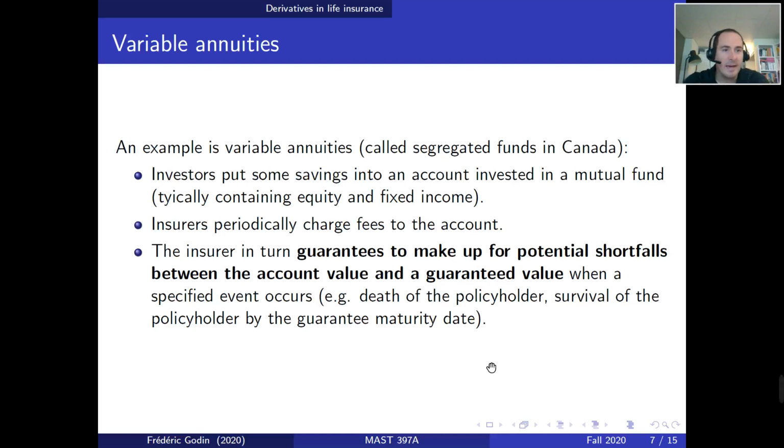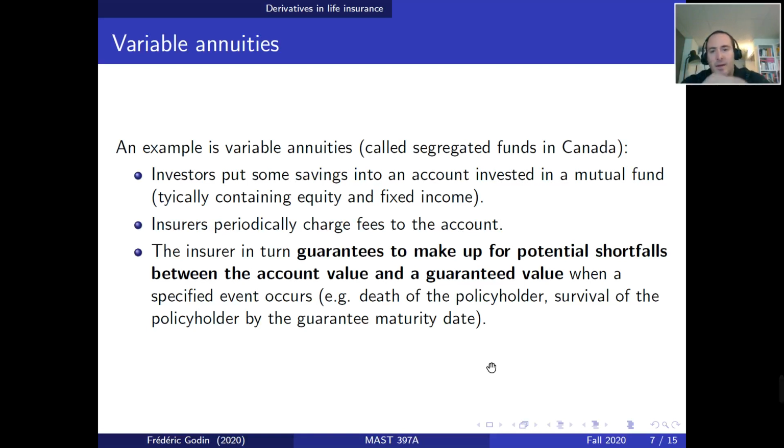So a particular case of a contract with a variable payment is what's called variable annuities in the United States, or in Canada, this is often referred to as segregated funds. So how do these policies work in practice? Well, let's say somebody is 45 years old. He can take his savings and invest them into some account, and this account is invested in a mutual fund. The mutual fund can contain, for example, equity, fixed income, money market assets, or other types of assets.